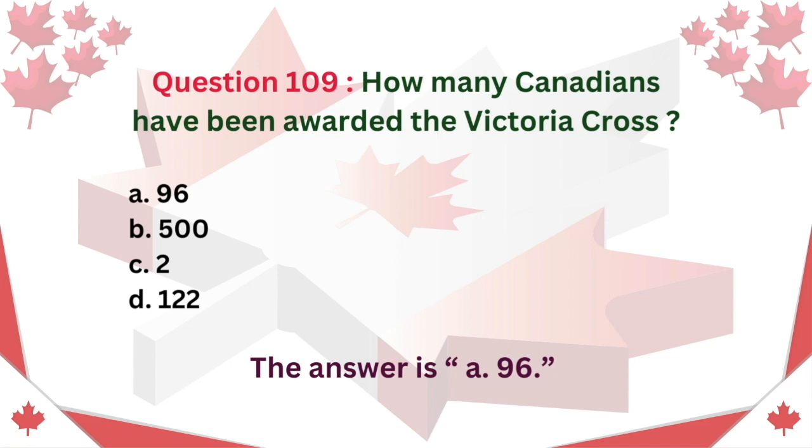Question 109. How many Canadians have been awarded the Victoria Cross? A. 96. B. 500. C. 2. D. 122. The answer is A. 96.